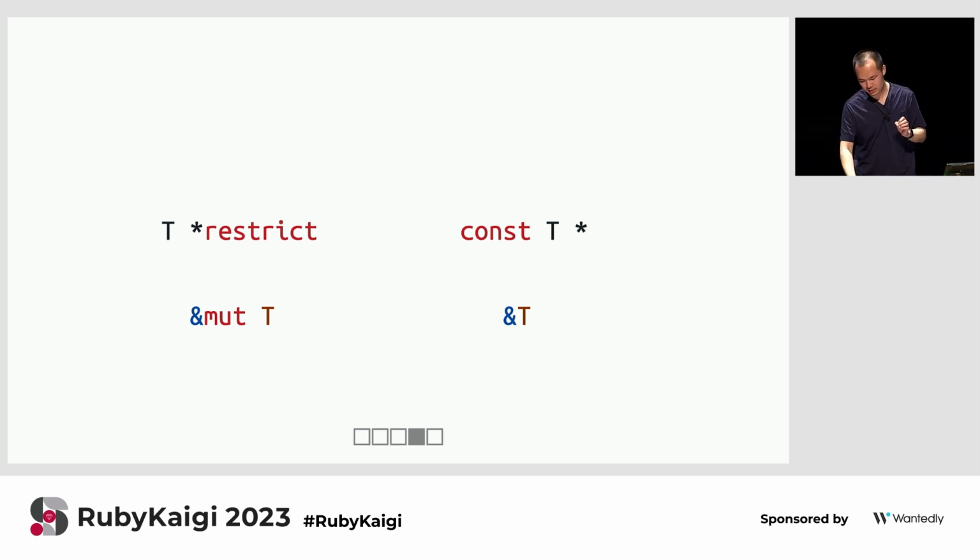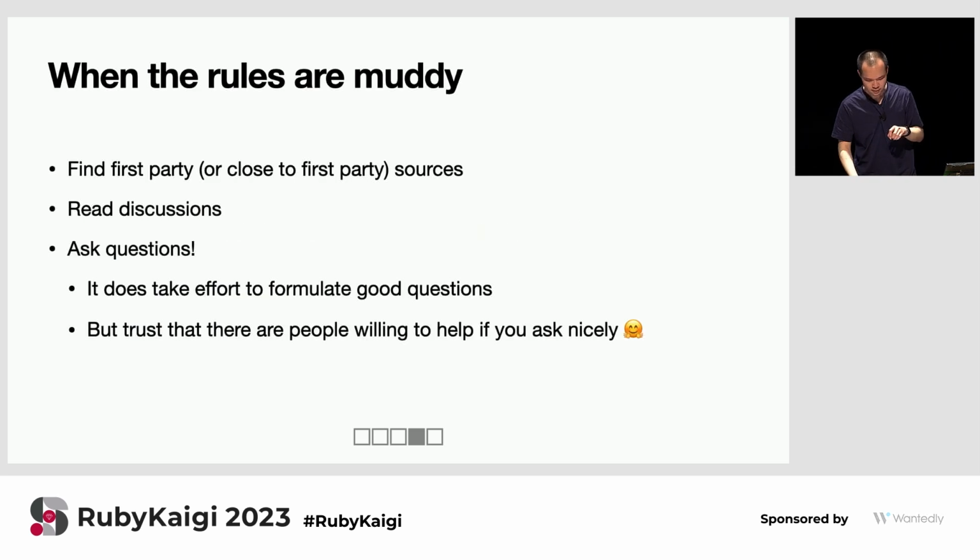So it would be easier to write code that stays in the final rule set. So I painted a fairly bleak picture here about using Rust. But I think the general takeaway here is what to do when the rules are muddy, right?